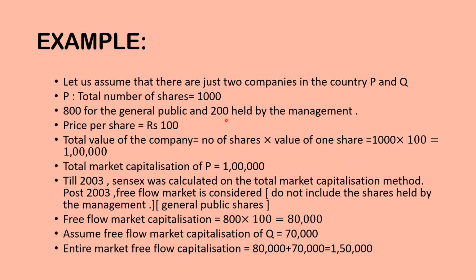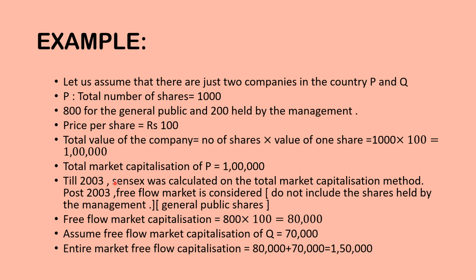Next slide. Let us take an example. Assume that there are just two companies in the country with the name of P and Q. P has a total number of 1000 shares. 800 are held by the general public like you and me, and 200 are held by the management, and the price per share is rupees 100. So total value of the company will be number of shares multiplied by the value of one share, which comes out to be 100 multiplied by 1000, which is 1 lakh. And therefore total market capitalization of P is equal to 1 lakh.